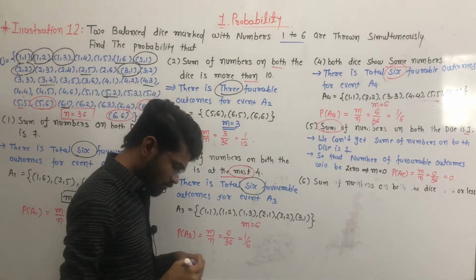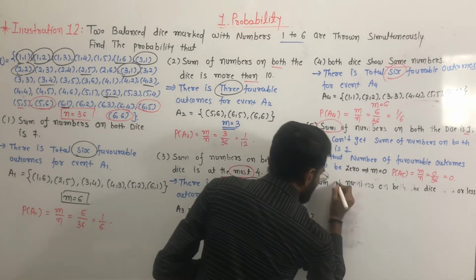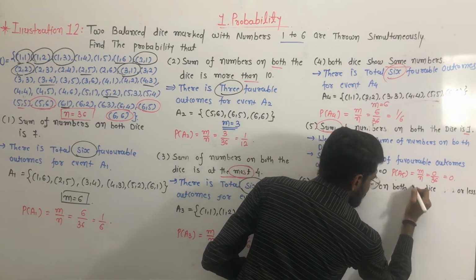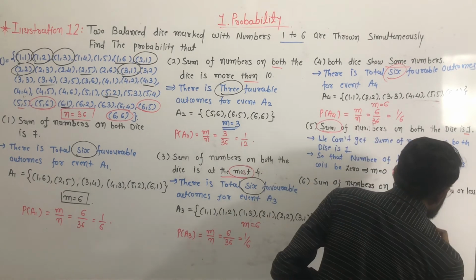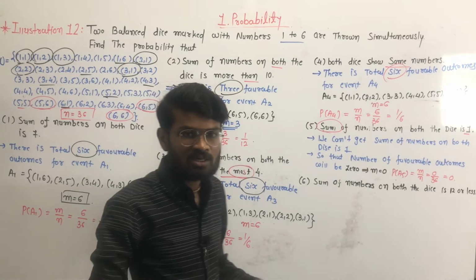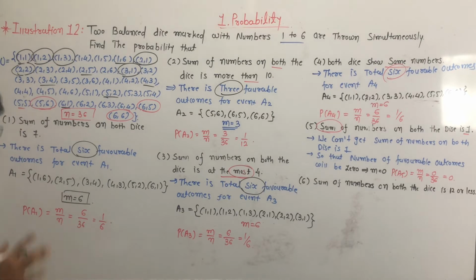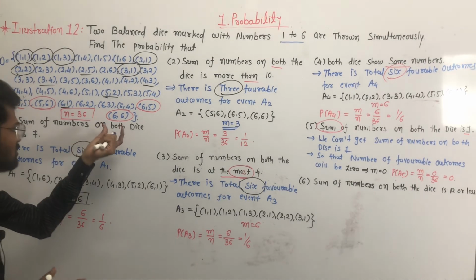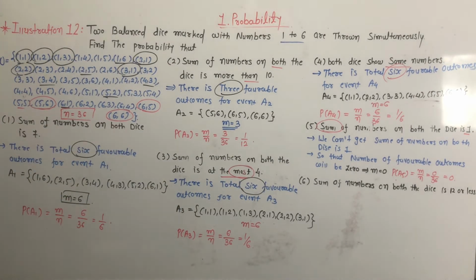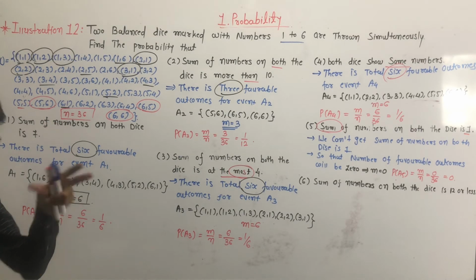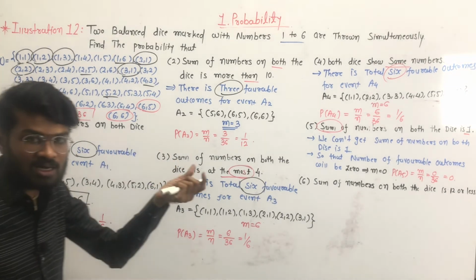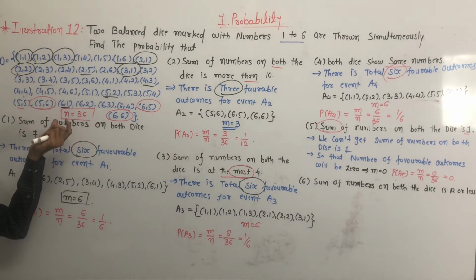Now event 6 is that the sum of numbers on both dice is 12 or less. The sum should be 12 or less than 12. So what is the highest sum? 12. And for all these events the sum is 12 or less. So our total favorable outcomes are equal to the total possible outcomes.